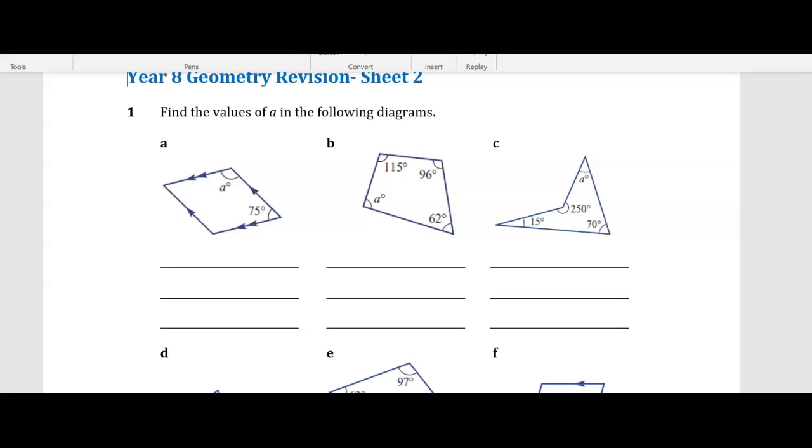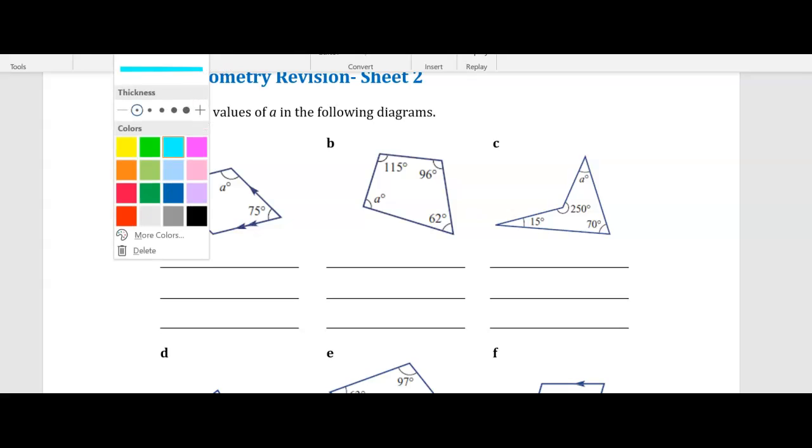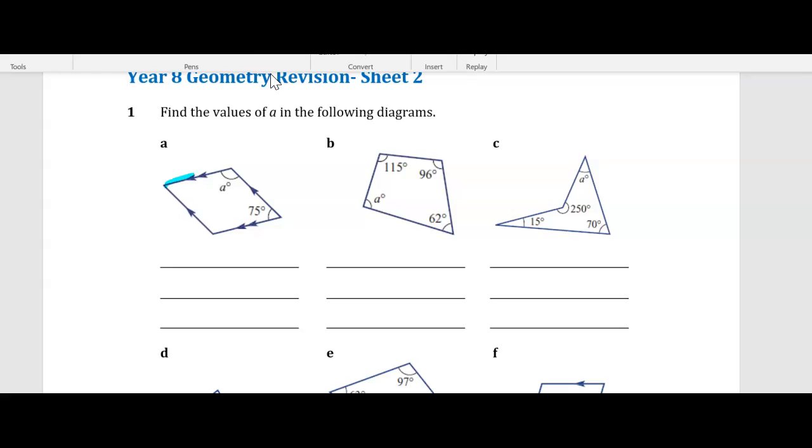Now, with question 1a, we do actually have parallel lines. This line here is parallel with this line here. So that means we can work out A just knowing that they're co-interior angles. So A plus 75 has to equal 180 because they're co-interior, because the two lines are parallel. So you can say, what do I need to add to 75 to get to 180? It's going to be 105 degrees.